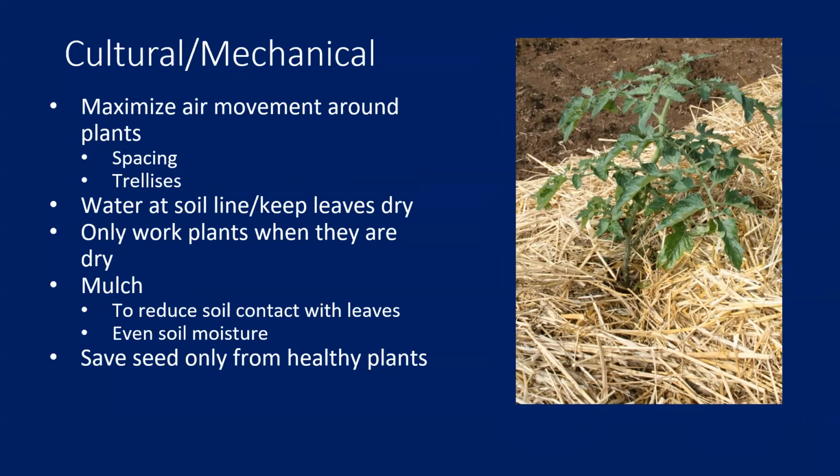Trellising gets things off the ground. A lot of these diseases live in the soil. That's why we're rotating. If it rains and raindrops hit the soil and jump back up onto the plant, then some infection can occur. So you want to water at the soil line for that reason. Also mulch for the same reason. It's creating a barrier, and it also creates a more even soil moisture. If we think back about that blossom end rot problem, you'd be less likely to have that problem if you had a more even soil moisture.